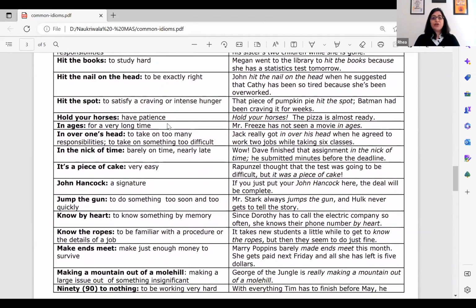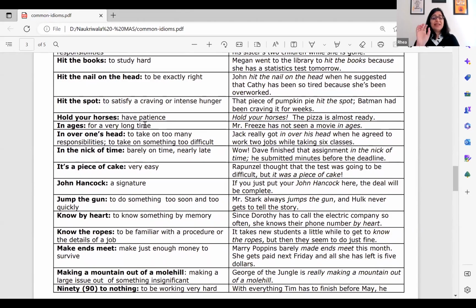Next, hold your horses. We say this very often. Hold on to your horses or hold your horses means be patient. So sometimes we want a Domino's delivery in less than half an hour. So we can tell our friends, hold your horses. There's still 10 minutes left for the pizza to come. Okay.